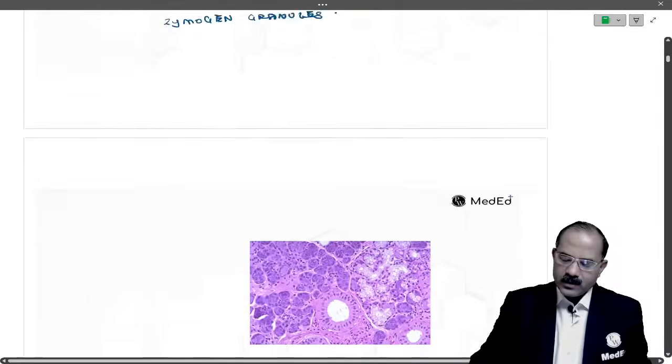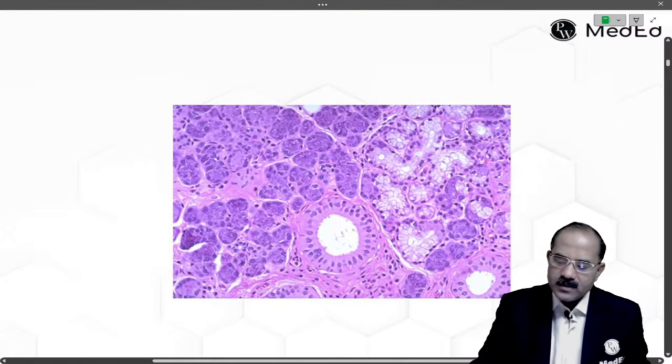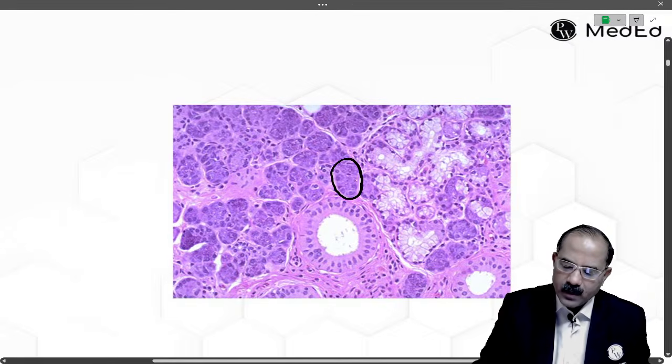Just have a look at this now. Look at this slide. Can you see two acinus here? This is one type of acinus, and this is the other type of acinus.